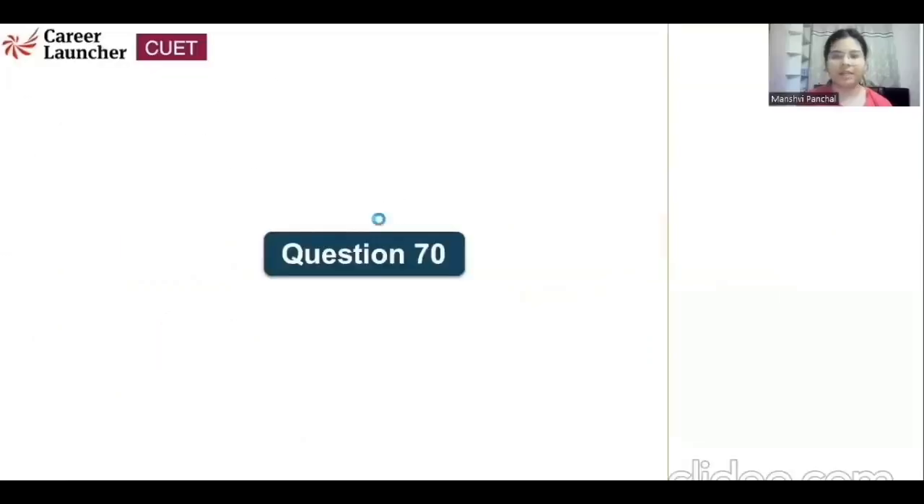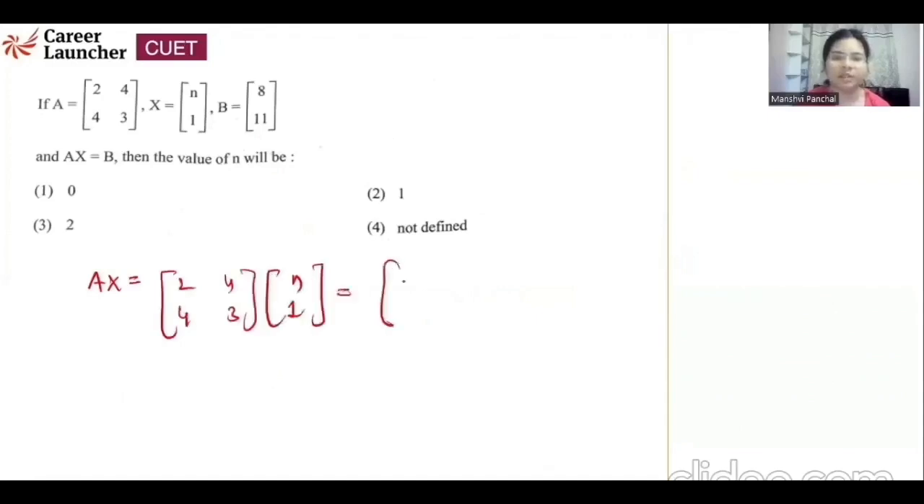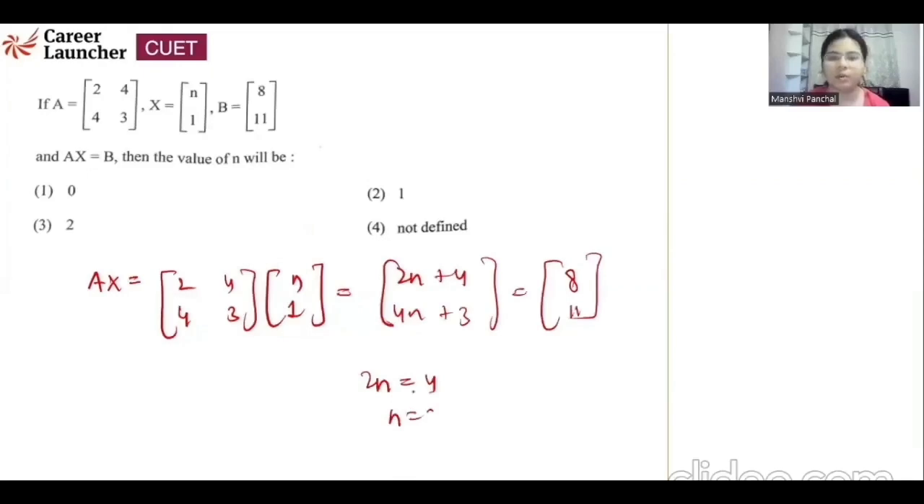Now we have question number 70. So if A is equal to [2, 4; 4, 3], X is [n; 1] and B is [8; 11] and AX is equal to B, then the value of n will be. So we will calculate AX. So AX will be [2, 4; 4, 3] times [n; 1]. So this will be 2n plus 4 and 4n plus 3 and this is equal to 8 and 11. It means 2n is equal to 4, so n equals 2. From here also you can see, so n is 2, right?